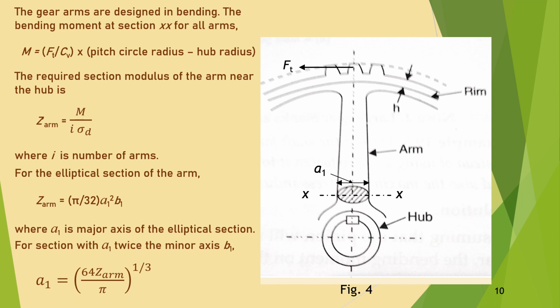The required section modulus can be calculated from the equation given here, where M has been divided by i, that is number of arms. For the elliptical section of the arm as seen in the figure, Z arm is equal to pi by 32 A1 B1 squared, where A1 is the major axis of the elliptical section of the arm and B1 is the minor axis. If A1 is twice the minor axis B1, then A1 is equal to 64 Z arm divided by pi, whole power 1 by 3.